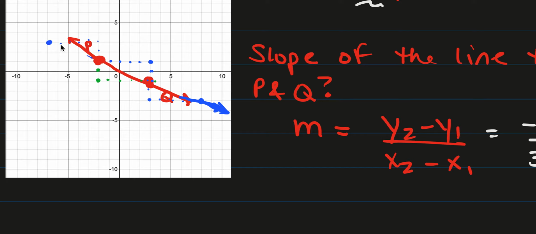So maybe if we make it like this, I'm going to erase this thing here. You can see that right here. This would be a more accurate sketch of the line.